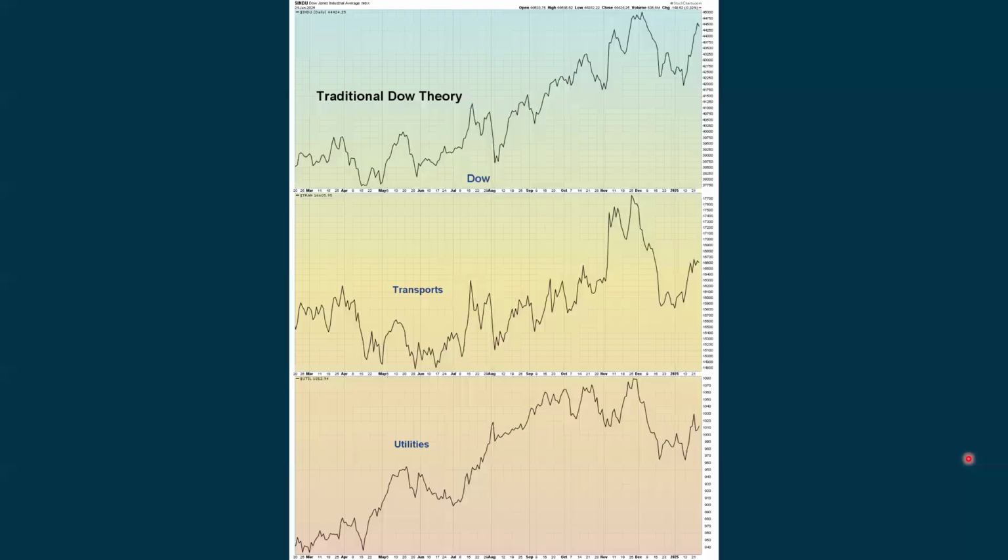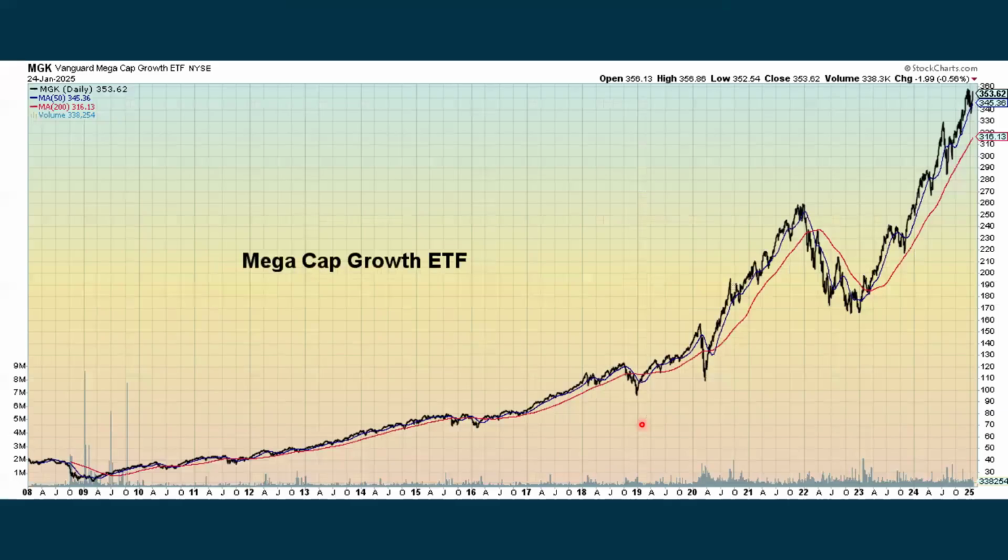I look at traditional Dow theory, which looks at the Dow and the transports to see if they are confirming each other. And we're not seeing anything all that drastic. The transports are underperforming, but I have other charts to show that. Then I include utilities as part of traditional Dow theory. Not really seeing anything all that crazy right now.